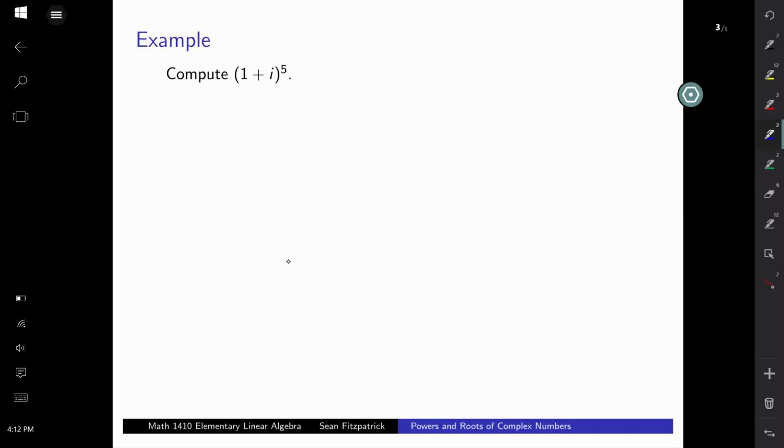As an example, let's say we want to take 1 plus i and raise it to the 5th power. The first step is to convert it into polar form. So z is equal to 1 plus i, and the modulus of z is the square root of 1 squared plus 1 squared, which is the square root of 2.